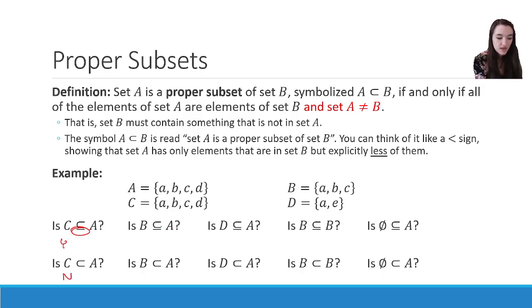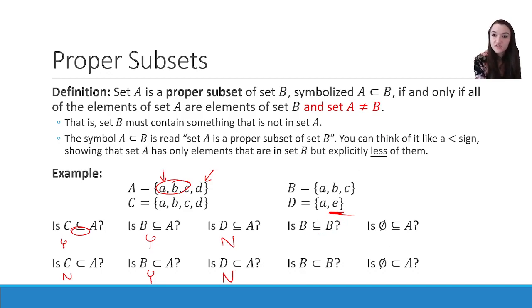Then is B a subset of A? So we look at A, B, C. All of those elements are in A, so B is a subset of A. And in fact, A has an extra element that B doesn't, so B is a proper subset of A. Is D a subset of A? Well, D has A and E, and A has little a, but it doesn't have E. It has this extra element, so no, it's not a subset, and if it's not a subset, it definitely isn't a proper subset.